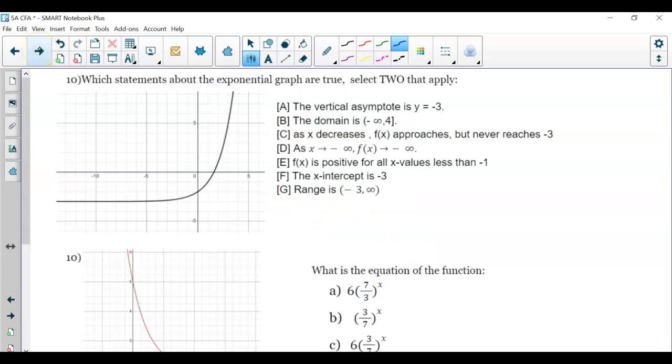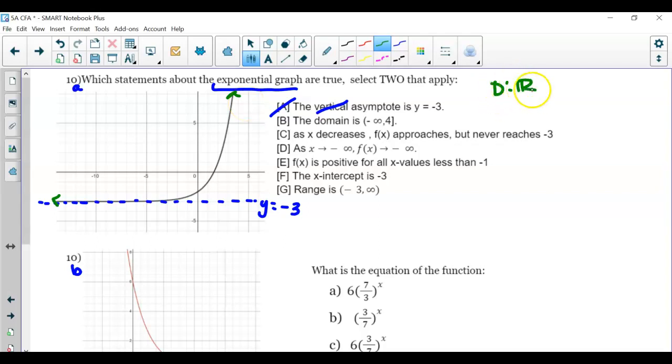Now question number 10, or 10A, if you want to call it, and then we'll go to 10B. You're given the exponential graph. So we're going to select two that apply. Well, with an exponential, I notice here I have a horizontal asymptote at y is equal to negative 3, which means it's not A because this said vertical. And also because it's a horizontal asymptote, when I'm looking at my ends here, notice how the graph is constantly going to the left and constantly going to the right, which means the domain is all reals. So I'm going to mark off B.